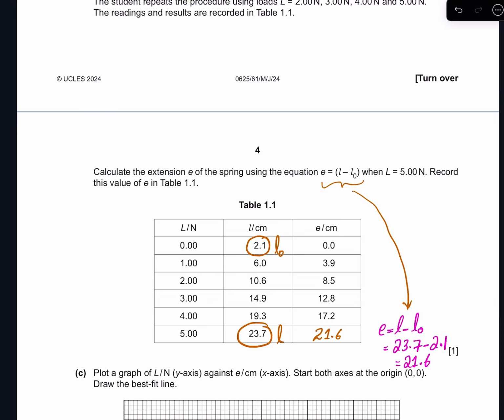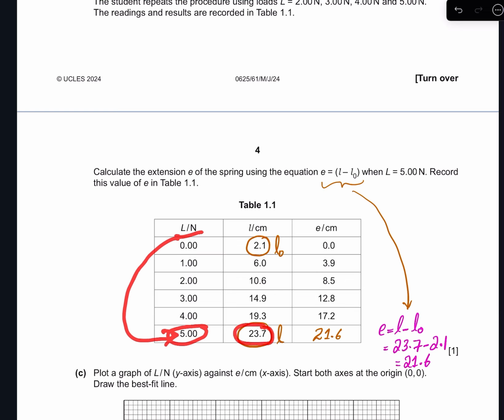अच्छा. What is L naught? L naught is the original length, right? When the load is zero. So if you see there is a table, one column is for the load, one is for the length, one is for the extension. Okay, so when the load is zero, that is the length. So with the zero load, length is called L naught, original length, right? So this is L naught, and we have to find extension for the 5 Newton load. So where is the 5 Newton load? Here it is. For the 5 Newton load, we have the length.